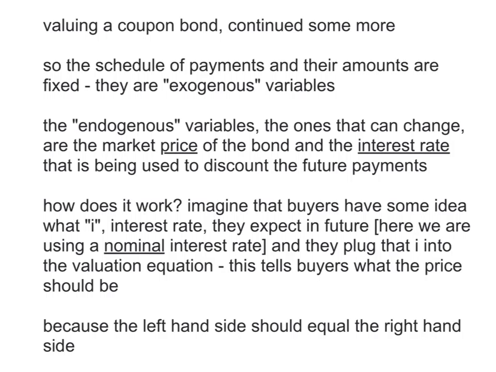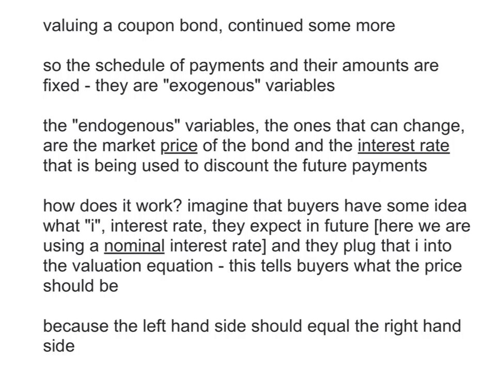These bonds are traded in markets. There's a market price that can be high, it can be low, it can be medium. It depends on what the traders choose to trade at. The other thing that's endogenous, in a sense, is the interest rate that the traders are using to discount the future payments. So how does this all work?